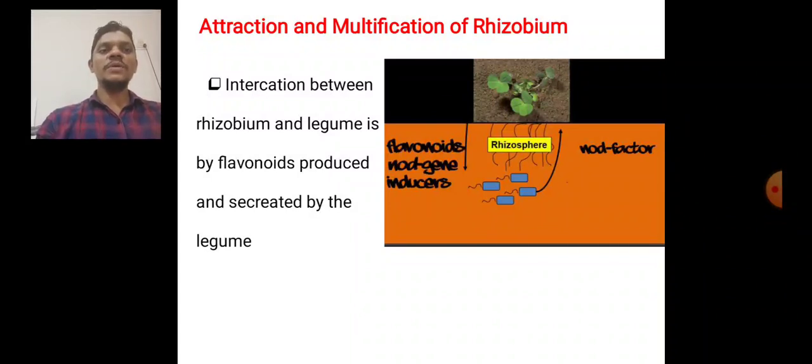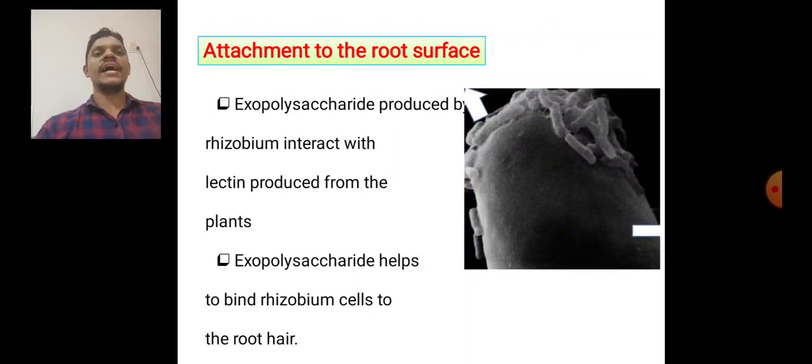The rhizobia then produce the nod factor. The nod factor leads to the multiplication of rhizobium. In the interaction between the rhizobium and the legume, the flavonoids are produced. In the attachment to the root surface, the polysaccharide produced by the rhizobium interacts with the lectin produced by the plants. The exopolysaccharide helps to bind the rhizobium cells to the root hair.